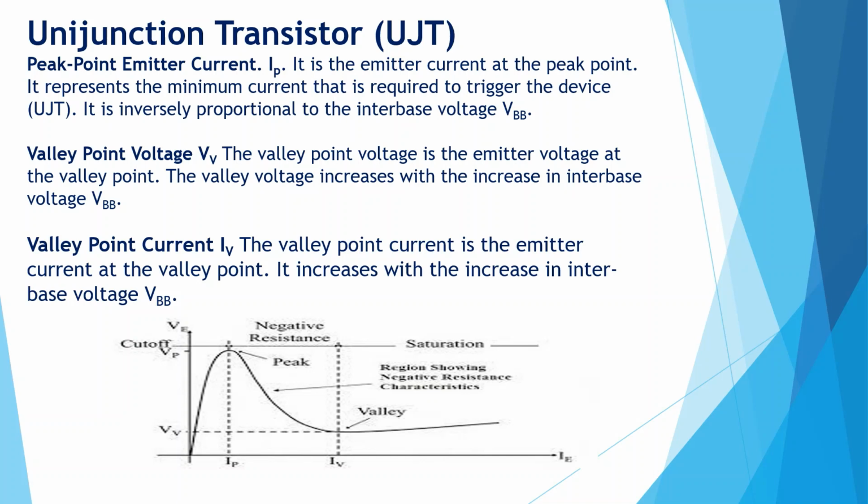Valley point voltage VV is the emitter voltage at the valley point, that is the minimum value of emitter voltage before it goes into saturation. The valley voltage increases with the increase in interbase voltage VBB, that is the total supply voltage between base 1 and base 2. And valley point current IV is the emitter current at the valley point. It increases with the increase in interbase voltage VBB. This is the total valley current which will be flowing.